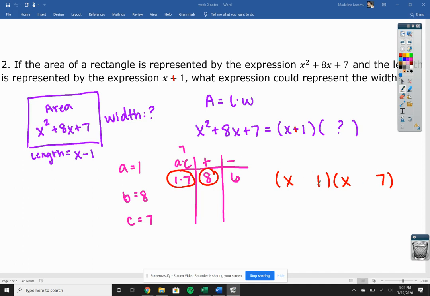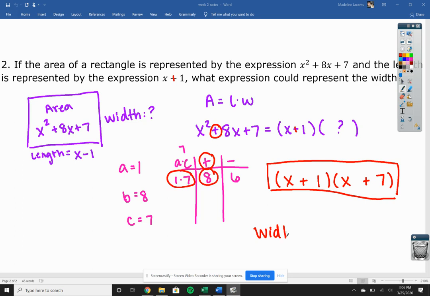So now when you add these together, we got 8, and it's in the plus column. So that means these have to be the same sign. We look at the sign of B, it's a plus. So that'll be plus and plus. And that is our answer for the factored form. But it gave us this x plus 1 already, so that means the width is represented by x plus 7.